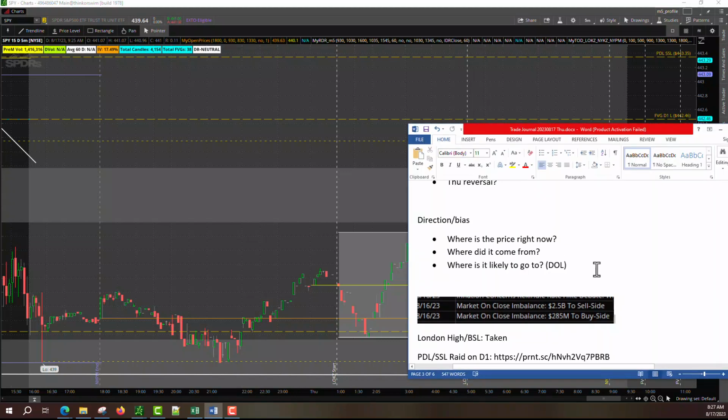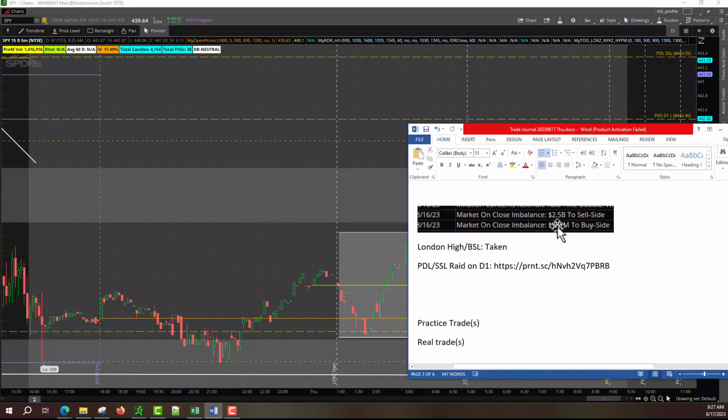So what we got right here, we got the market still has a sell-side liquidity imbalance. That means a lot of people went in and bought yesterday when it went low. So that's the sell-side liquidity imbalance right there. And buy-side liquidity only balances less than the sell-side.